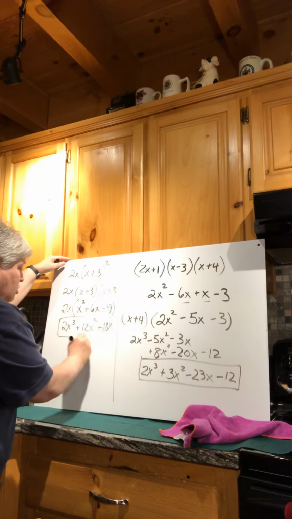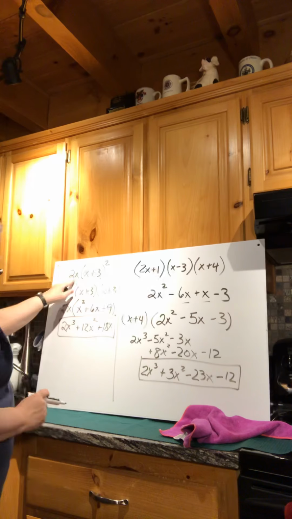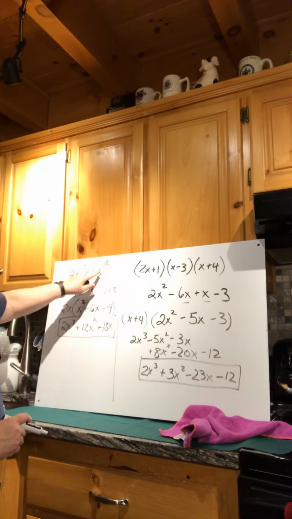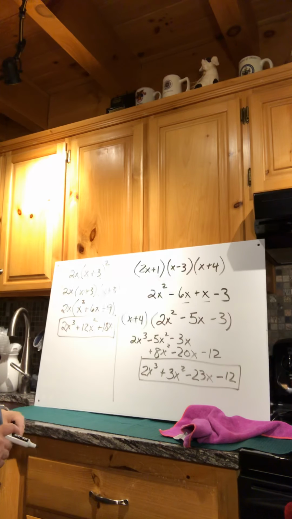But I just wanted to show you once that we were not allowed to multiply the 2x by this because we have to do the power before we do the multiplication.